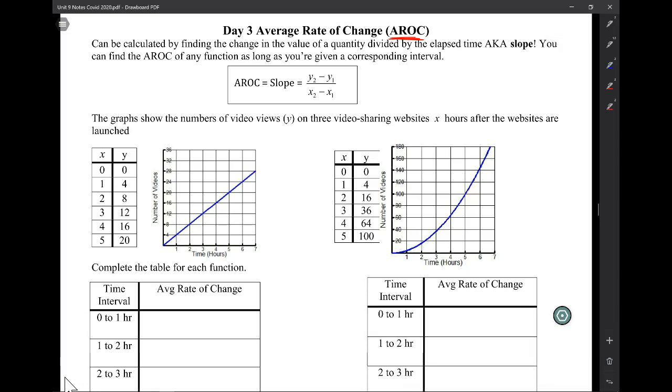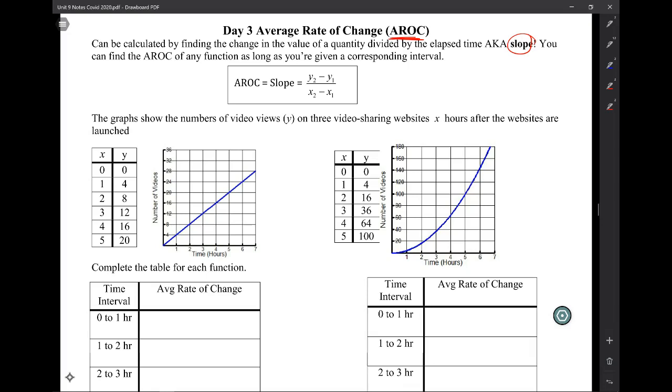And actually, the rate of change of how a function changes over time is the exact same formula as the slope formula you learned in middle school. So y2 minus y1 over x2 minus x1. What we're going to be doing today is comparing the different average rates of change of linear functions, quadratics, and exponentials. And we're going to compare and contrast these three different types of functions.